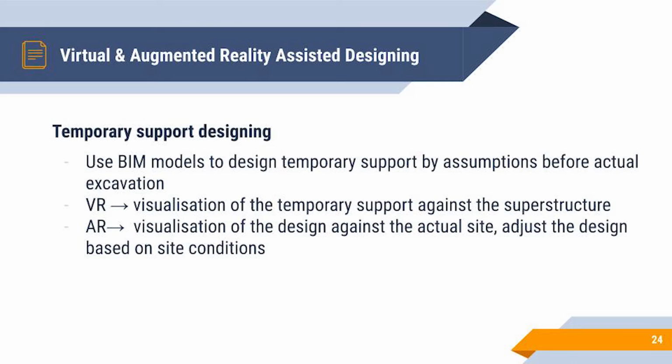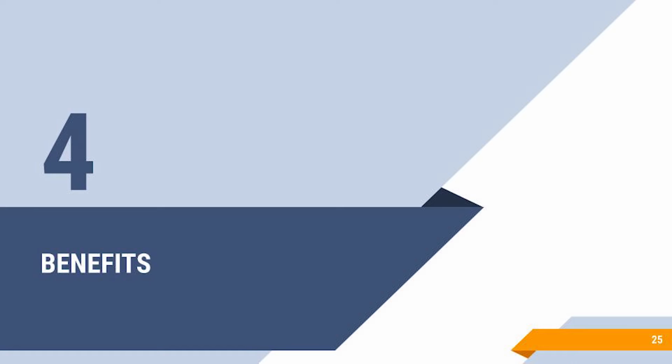Virtual reality could allow visualization of the temporary support design against the superstructure, while augmented reality would allow visualization of the design against the actual site, adjusting the design based on site conditions instead of forcing contractors to make immediate on-site changes. Avoiding rework caused by misunderstanding of design.